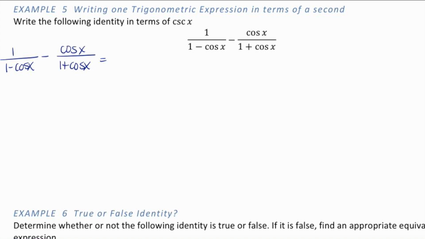What is our common denominator? I have a 1 minus cosine x here and a 1 plus cosine x here. So let's multiply both sides by the missing piece. So we're going to multiply both by their conjugates. Multiply this side by 1 plus cosine x, this side by 1 minus cosine x to get the appropriate denominator for simplifying this fraction.